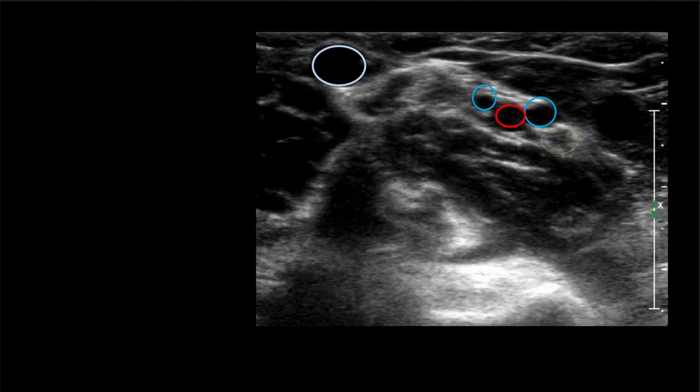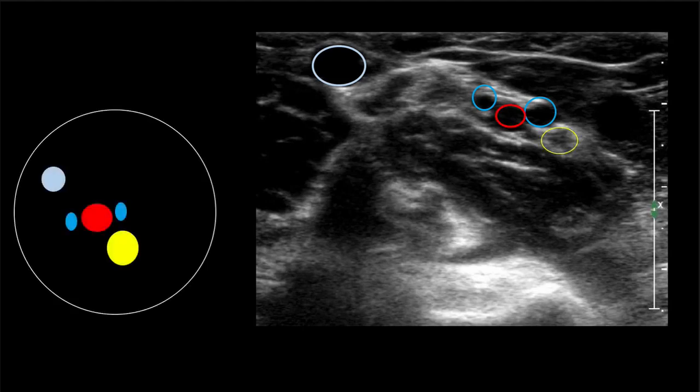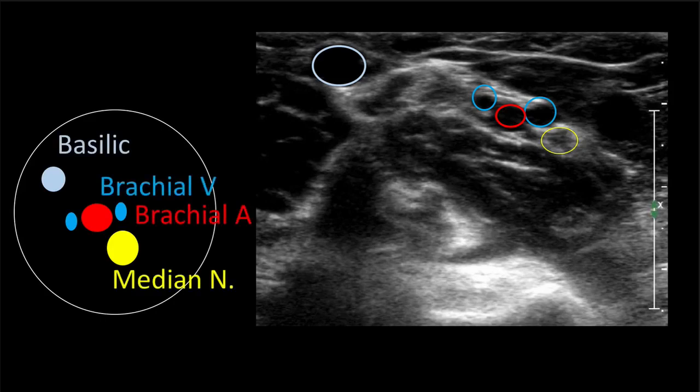And then deep to that is typically the median nerve, so something like this. So basilic, more medial and fatter, bigger. If they were next to each other, pick the fatter one, it's going to be the basilic vein. Brachial veins are typically smaller and adjacent to the artery, and then the nerve is going to be deeper.